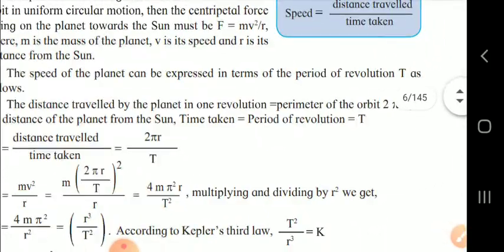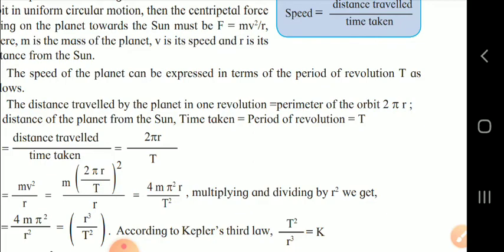Now, the speed of the planet can be expressed in terms of the period of revolution, which is denoted by T. The distance travelled by a planet in one revolution is equal to the perimeter of the orbit, 2 pi r. Why? Because it has to cover a circular path. That is why it will be equal to the perimeter, which we can write as 2 pi r, where r is the distance of the planet from the sun, and time taken is the period of revolution, that is T.